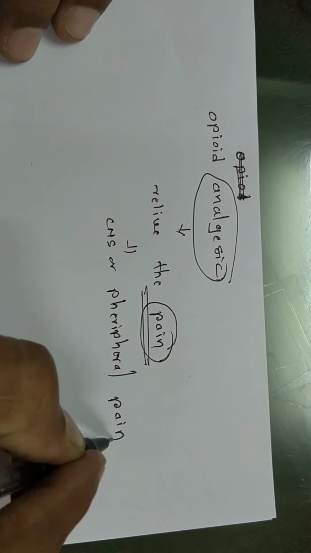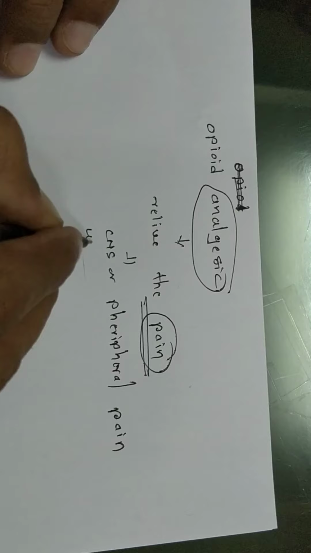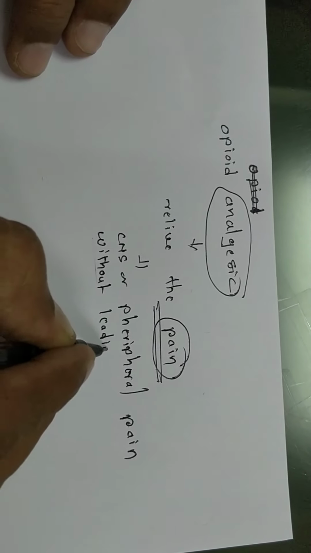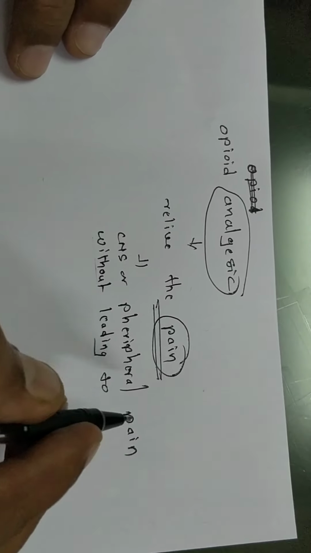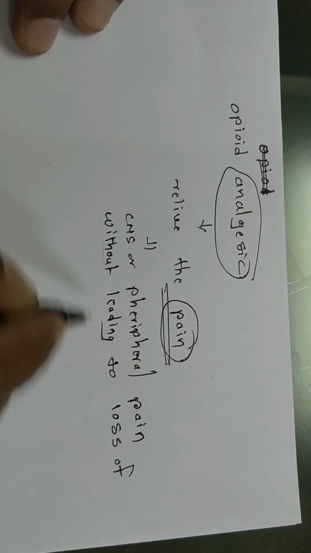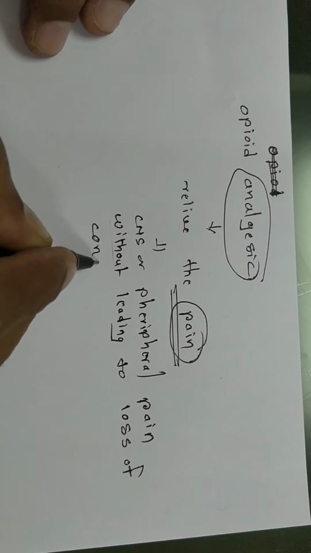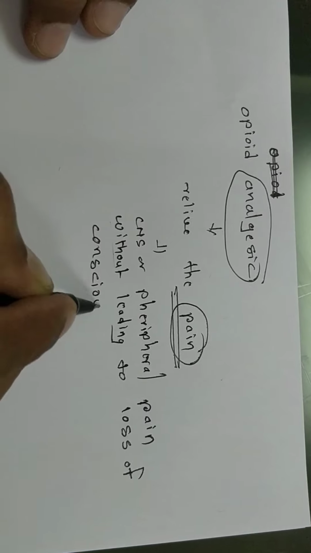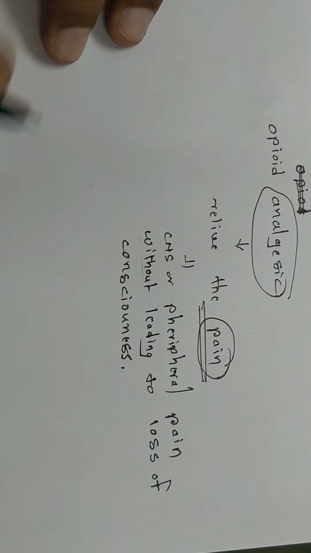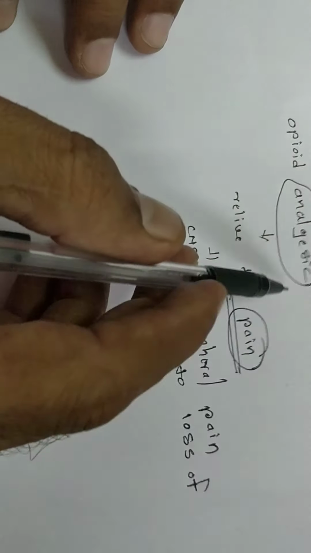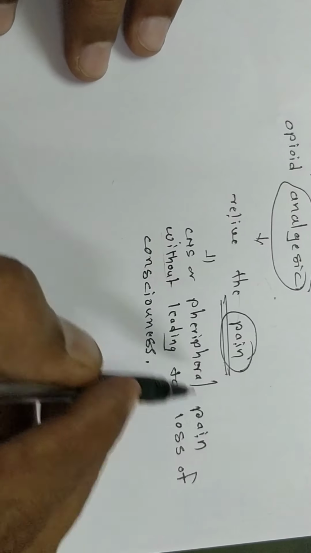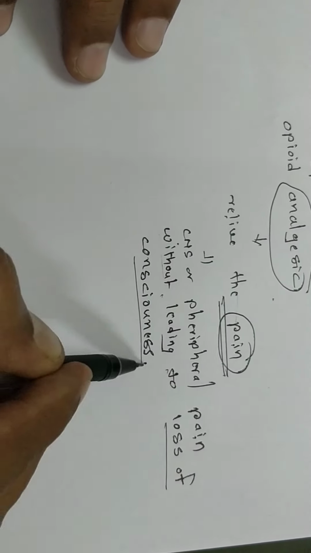pain mechanism without leading to loss of consciousness. That is, analgesics are the drugs which relieve the pains by acting on the CNS or peripheral pain without leading to loss of consciousness.